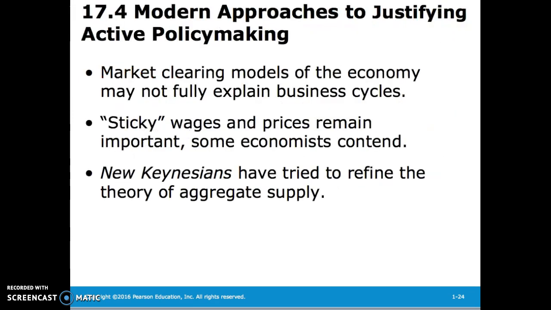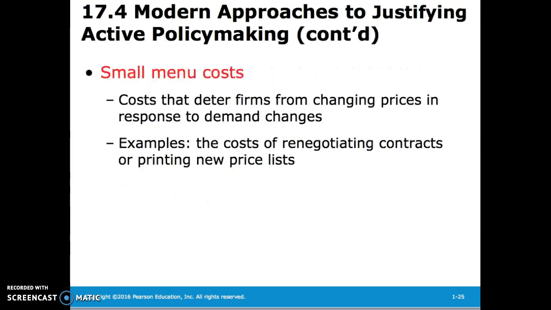Market clearing models of the economy may not fully explain business cycles. So some economists still contend that sticky wages and prices remain important. The new Keynesians have tried to refine the theory of aggregate supply. Small menu costs are costs that deter firms from changing prices in response to demand changes. For example, the costs of renegotiating contracts or printing new price lists.